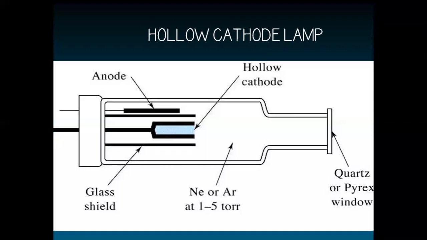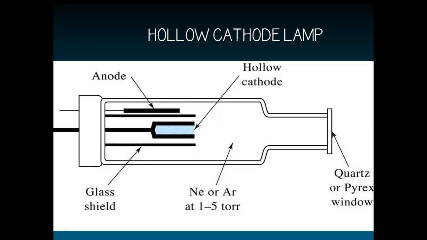So now this is a hollow cathode lamp. It's working, we can see here. It consists of an anode and a glass shield. Through the glass shield, anode and cathode are separated, and we have a hollow cathode. The atmosphere of this particular lamp is filled with neon or argon, pressurized at 1 to 5 torr. And at the end of the lamp, the window from where the radiation comes out is made up of quartz or pyrex. So through this window, the radiation will come out.